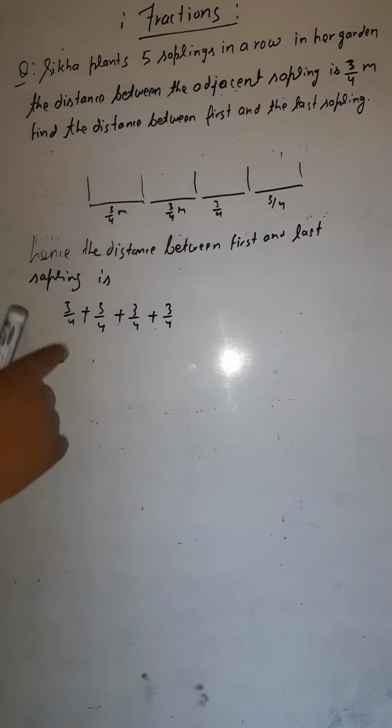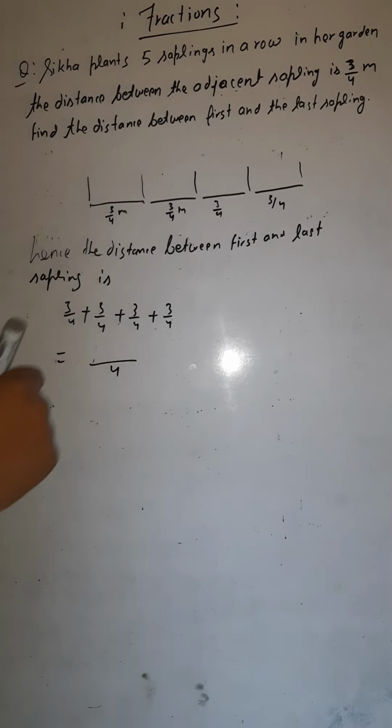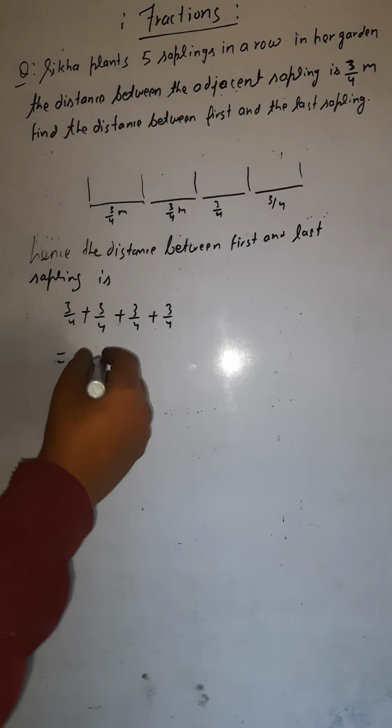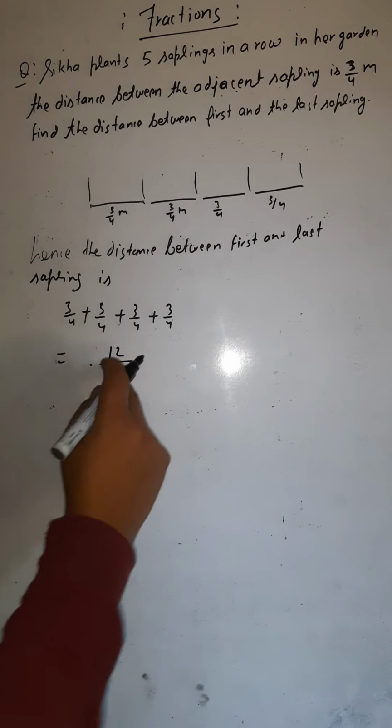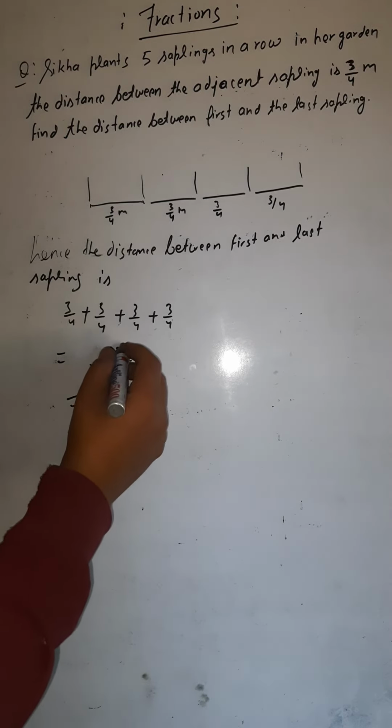So how much would the answer be? 4 is the LCM, because all have 4 as the denominator. So you would be adding all these: 3 plus 3 is 6, 6 plus 3 is 9, 9 plus 3 is 12. So it would be 12 by 4. If you divide 12 by 4, 4 times 3 is 12, 4 times 1 is 4.